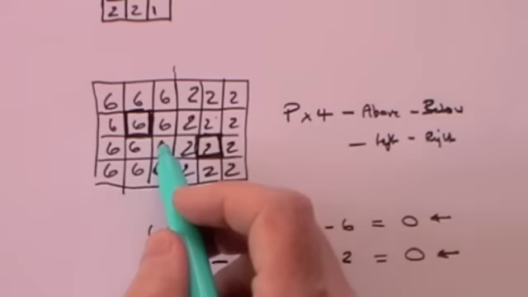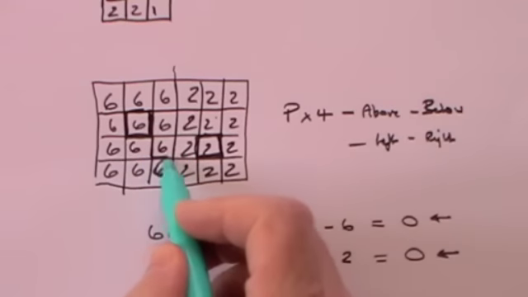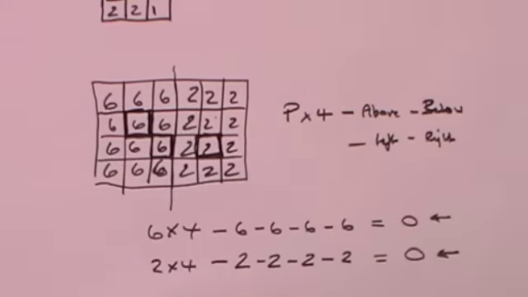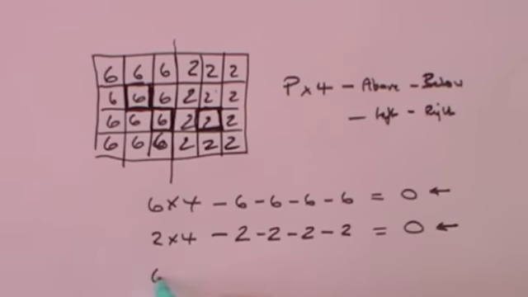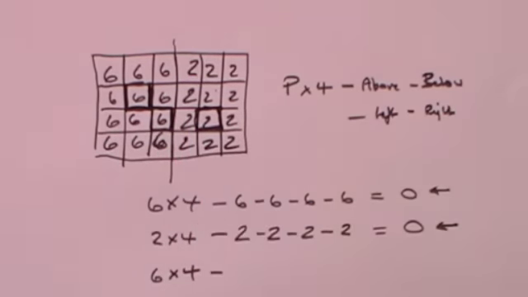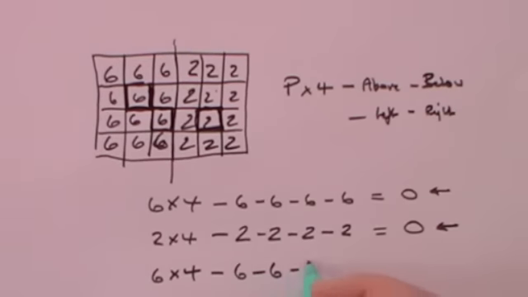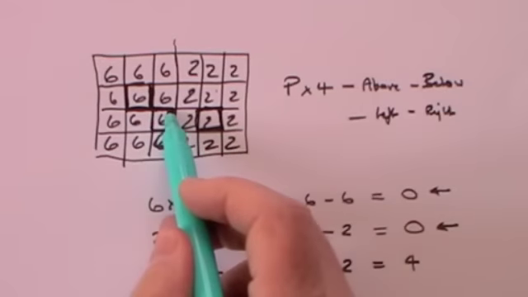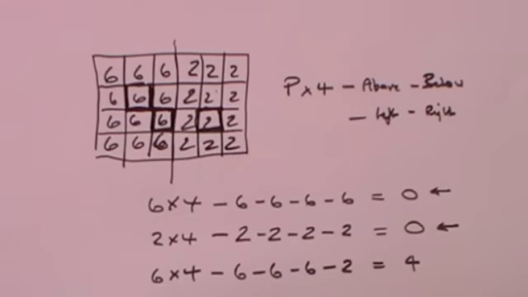But what happens when we get a value here, which is on the edge? Well, now you multiply that value by 4, so it's 6 by 4, minus above, below, right and left. But here we've got above is 6, below is 6, to the left is 6, but to the right is 2. So it's going to be minus 6, minus 6, minus 6, minus 2, and that's going to be 4. And so that pixel is going to be not black, it's going to be a grey colour.